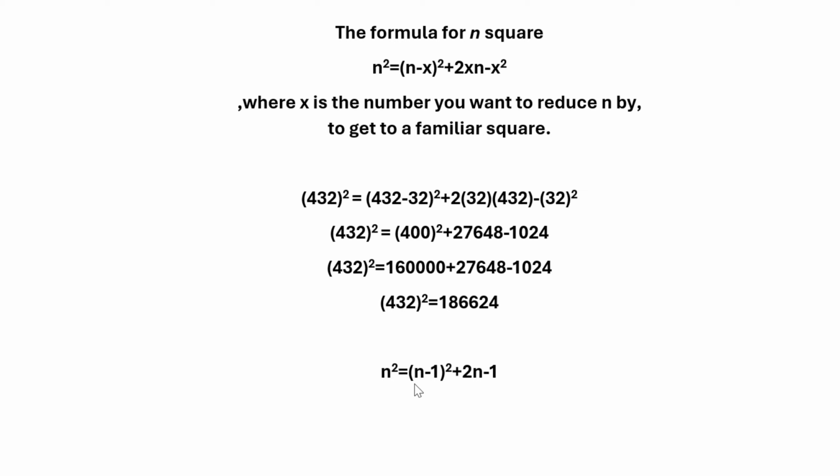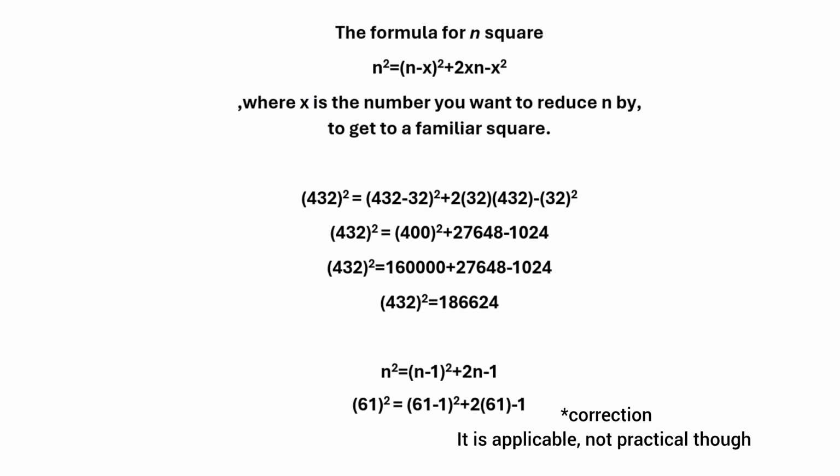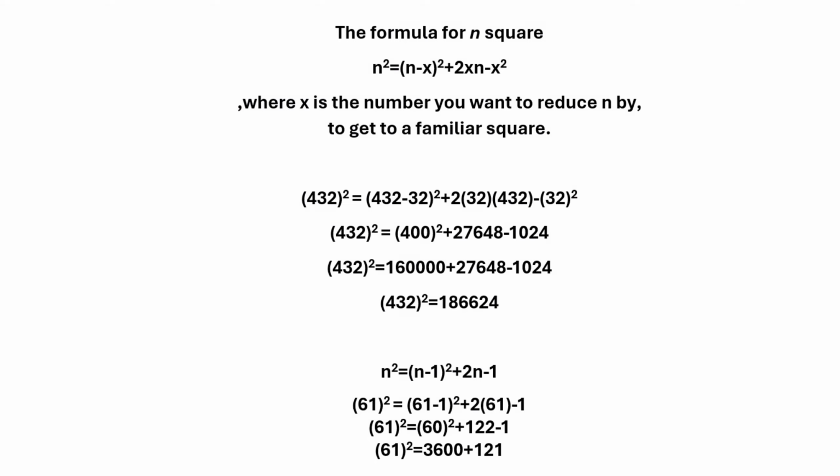For example, we are going to be using a different number, that's 61. The reason we are choosing 61 is because this is not really applicable in cases of big numbers, like if the units digit is not 1. So we're going to use a small number that ends in 1, so that's 61. So 61 square is equal to (61 minus 1) the whole square plus 2 times 61 minus 1, that's 60 square plus 122 minus 1, and you get the final answer as 3721. And that just proves the formula.